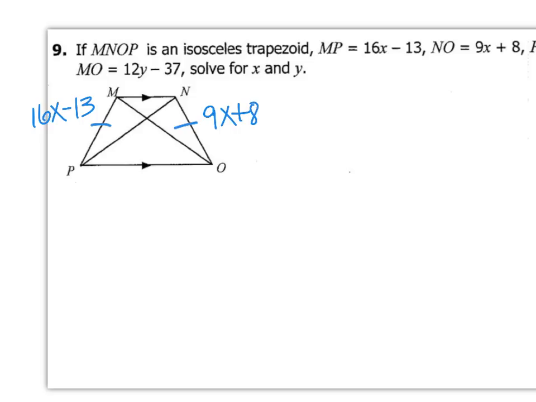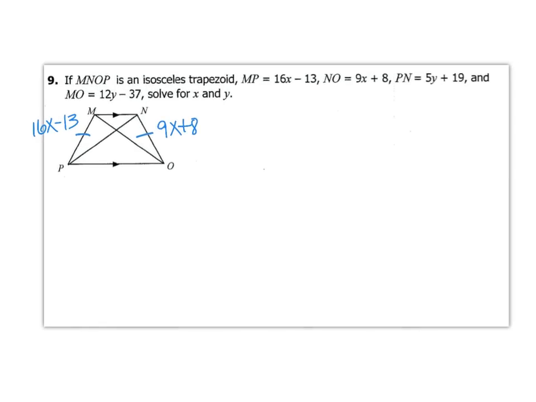We're given that PN is 5y plus 19. So PN is our diagonal. So we'll draw an arrow pointing to that diagonal and say that that's 5y plus 19. And then we're also given that MO, our other diagonal, is 12y minus 37. Now what we want to do is solve for x and y. So we know that our legs are congruent. We already marked those with single tick marks. And we also know that our diagonals are congruent. So let's mark those with double tick marks.